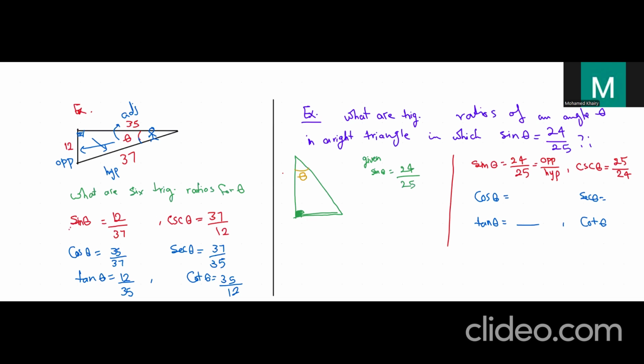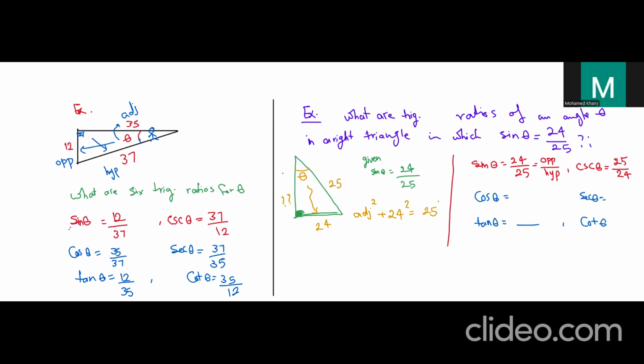Okay, so what is your opposite? This is my opposite based on my triangle. And where is my hypotenuse? This is my hypotenuse. Okay, now how can I get the adjacent for this theta using the Pythagorean theorem? I want to find the adjacent. So we are going to say here, adjacent squared, based on this angle, plus 24 squared equals the hypotenuse squared, which is here 25 squared.